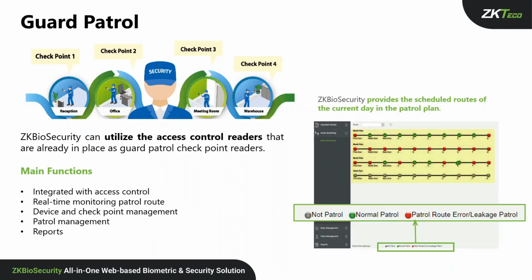And the guard patrol system. ZKBioSecurity can use the access control readers that are already in place as guard patrol checkpoint readers. It is integrated with access control, with real-time monitoring of patrol routes, device and checkpoint management, patrol management, and reports. It provides detailed reports to prove security patrols are performed regularly and on time, identifying the locations visited and the guard performing the patrol. This will be mostly useful for maintenance and cleaning people, and we can also use it for the security guards who are in the buildings.